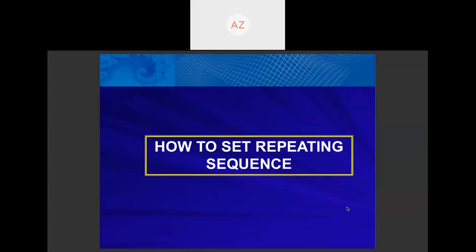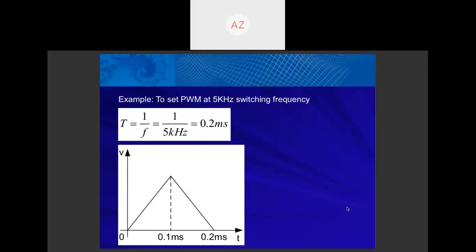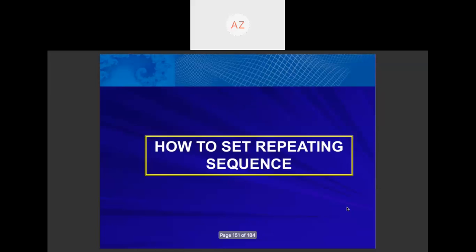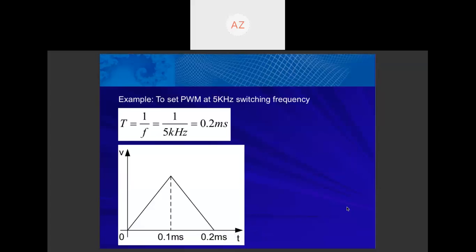Now how to set the repeating sequence. In the repeating sequence you can set your circuit switching frequency, to represent the carrier signal. For example, if you want to generate PWM, pulse width modulation, at 5 kHz switching frequency, we can set this 5 kHz switching frequency at the repeating sequence block set.